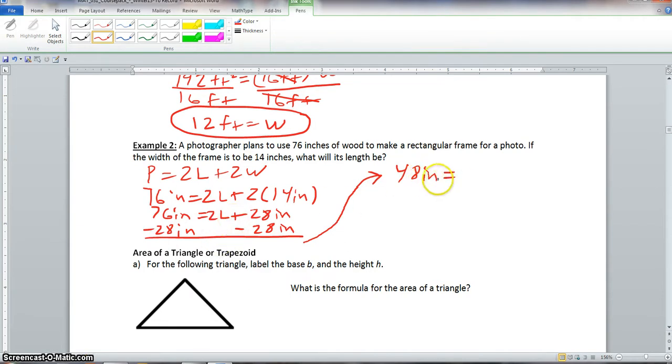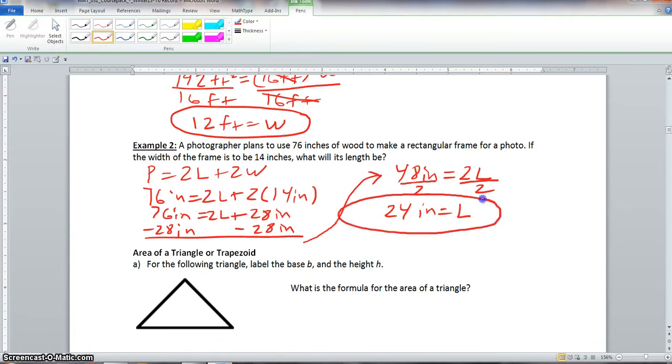And that's equal to, we have 2 lengths, and 28 minus 28 is 0. Now, we need to divide each side by 2, and 48 divided by 2 is 24 inches, which is equal to your length. And that is your final answer.